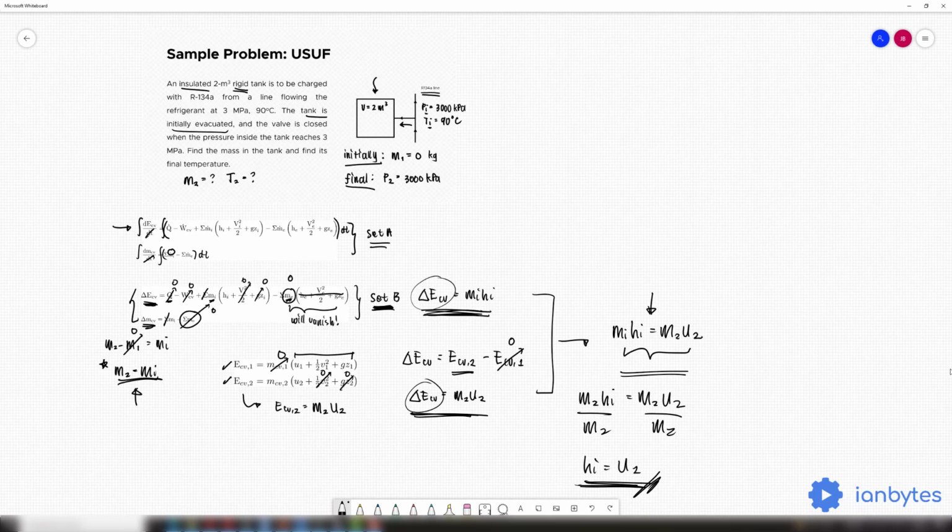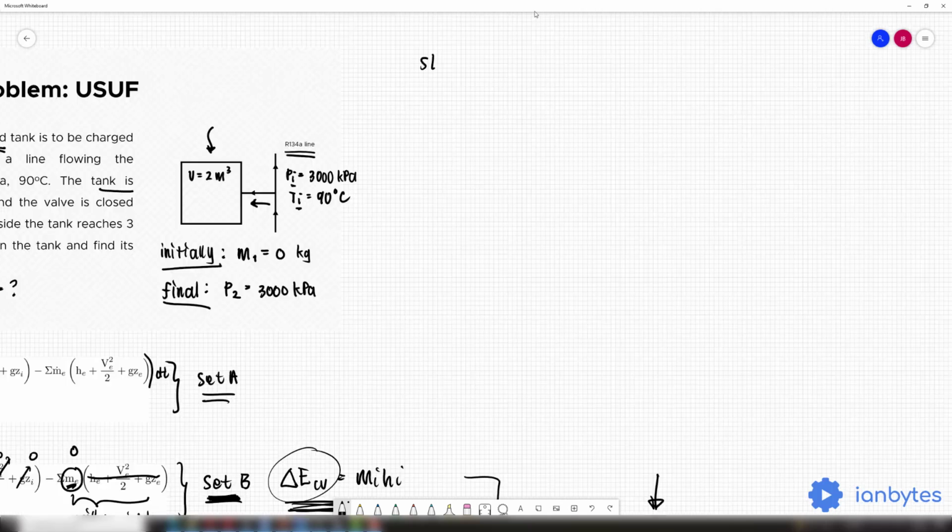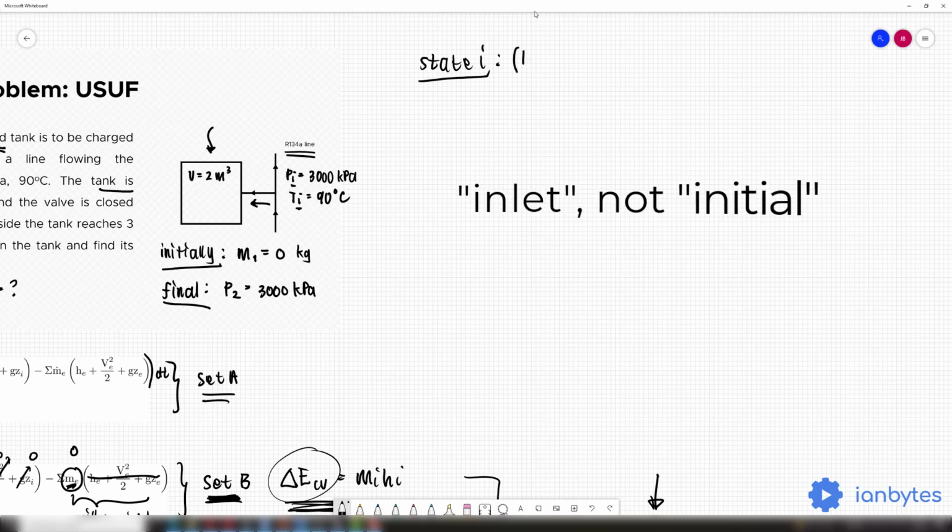So yung next part ng ating solution ay magi-involve ng pag-define ng iba't ibang states sa ating system. Fortunately for us, we only have two states. We have state 1 and state 2. So first, let us define state 1. Alam natin na ang initial pressure ng ating system ay 3,000 kilopascals, at ang ating initial temperature, T1, is equal to 90 degrees Celsius.